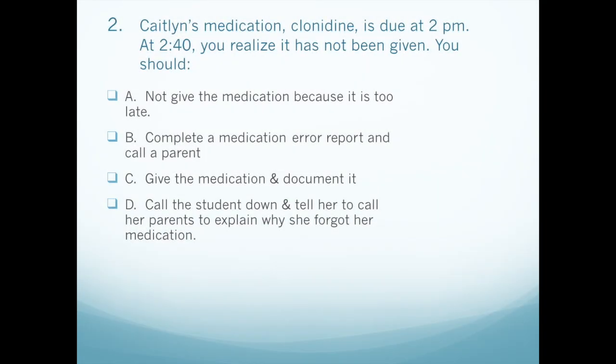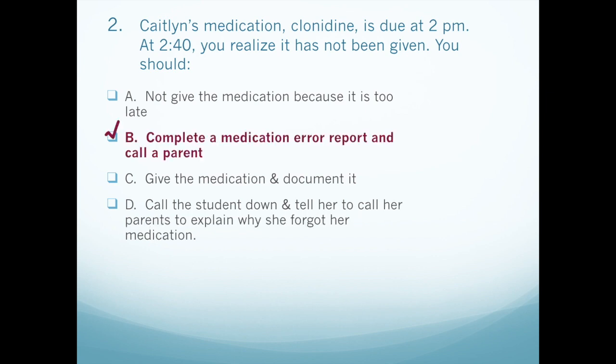Caitlin's medication clonidine is due at 2 p.m. At 2:40, you realize it has not been given. You should: not give the medication because it's too late, complete a medication error report and call a parent; give the medication and document it; call the student down and tell her to call her parents to explain why she forgot her medication. The correct answer is complete a medication error report and call a parent.